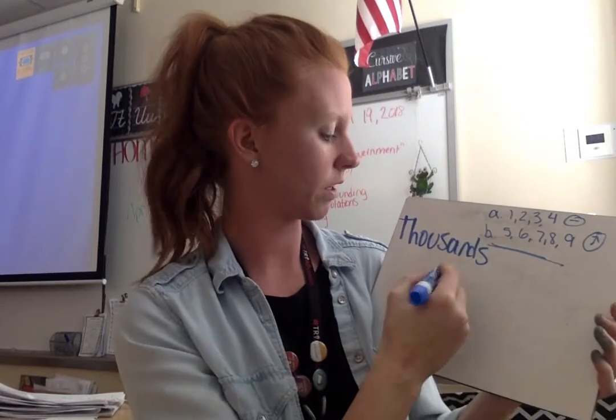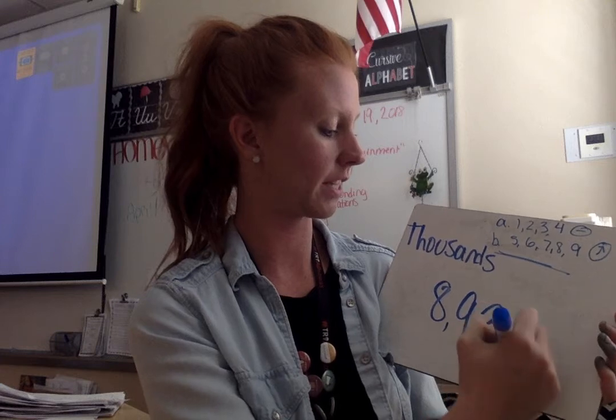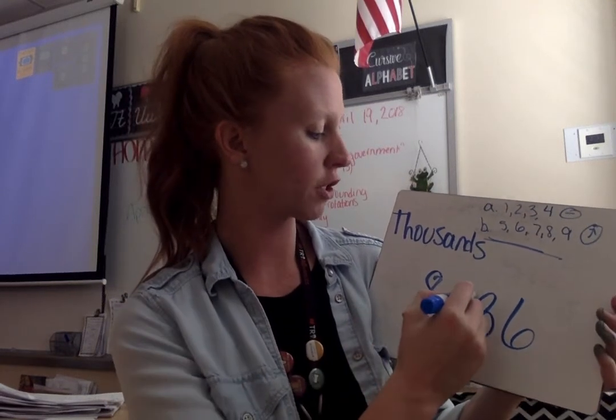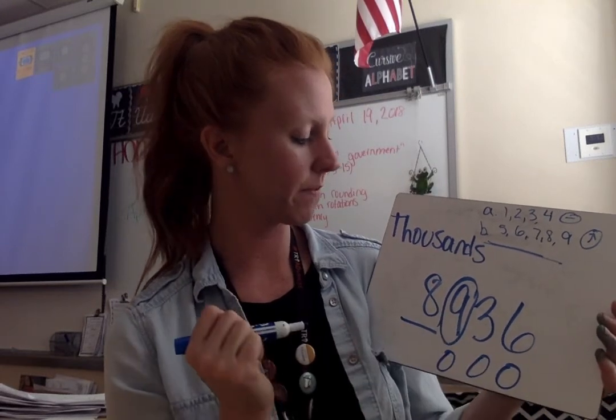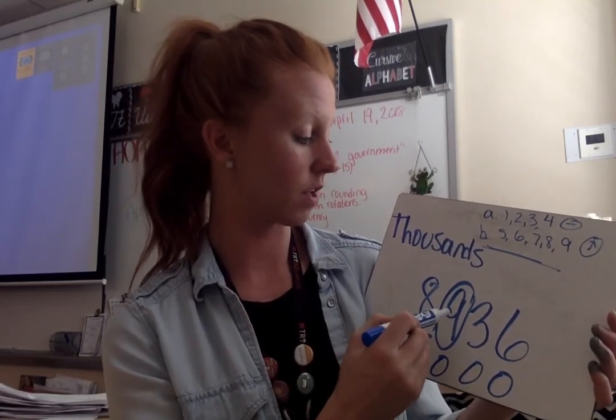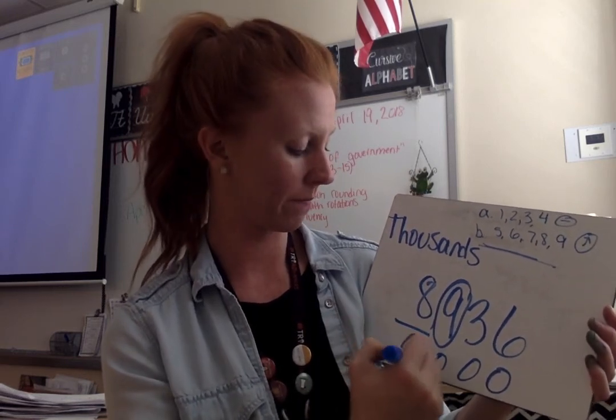Let's do one more. Let's do 8,936. Underline where you're rounding to. Circle the next number. These are all going to become zeros because we circled it. The 9 is the boss. The 9 is 5 or more, so raise the score. The 9 is going to tell the 8 to go up 1.